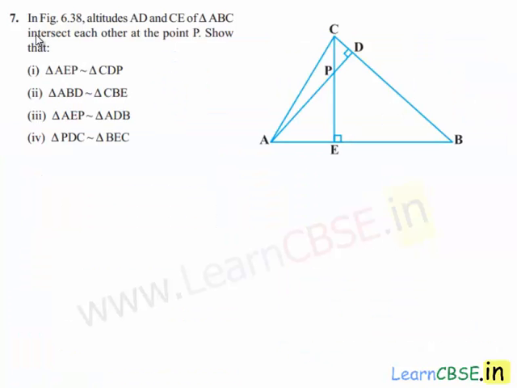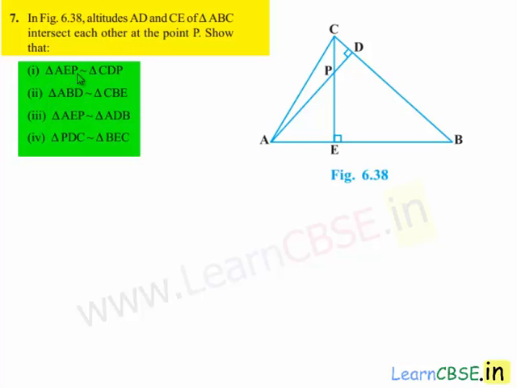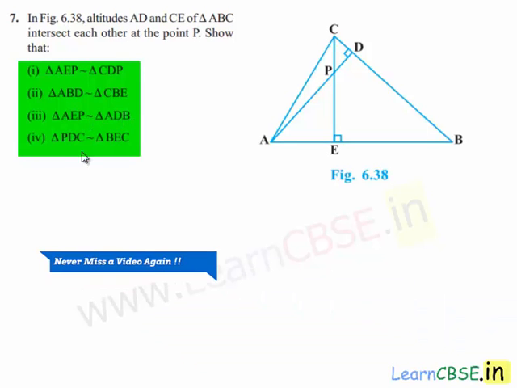Moving on to the seventh question. In figure 6.38, altitudes AD and CE of triangle ABC intersect each other at point P. Show that in the first case, triangle AEP is similar to triangle CDP, and in the second case, triangle ABD is similar to triangle CBE. In the third case, triangle AEP is similar to triangle ADB, and in the fourth case, triangle PDC is similar to triangle BEC. Now moving on to the solution.